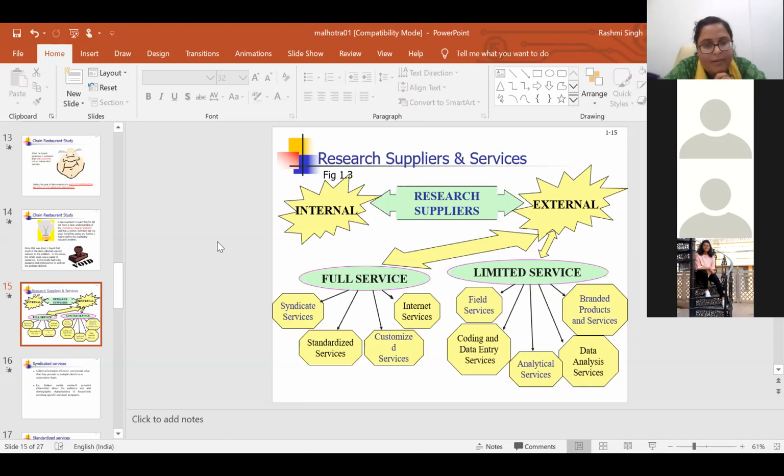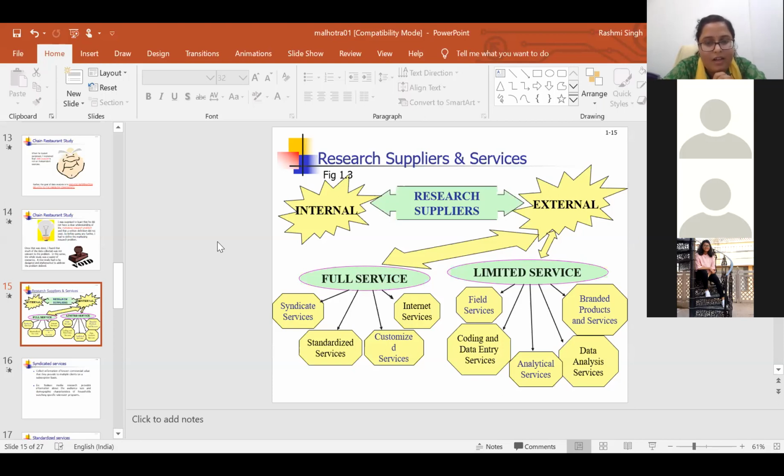That is internal: a company or organization that has its own R&D department and works independently, not taking the help of any outsiders. The second type of research supplier is the external research supplier. External is further classified as full service and limited service. There may be some research organizations that will provide you full service.